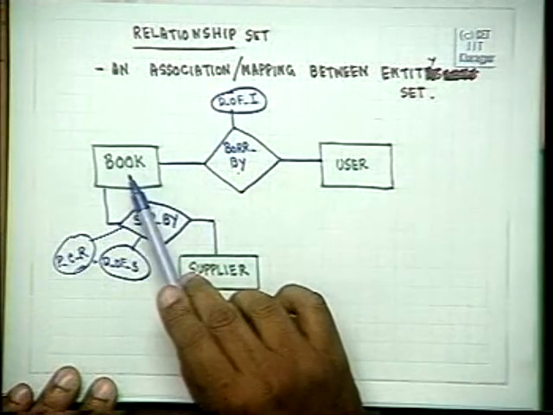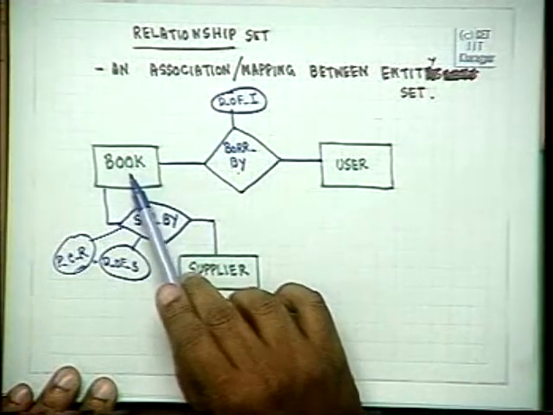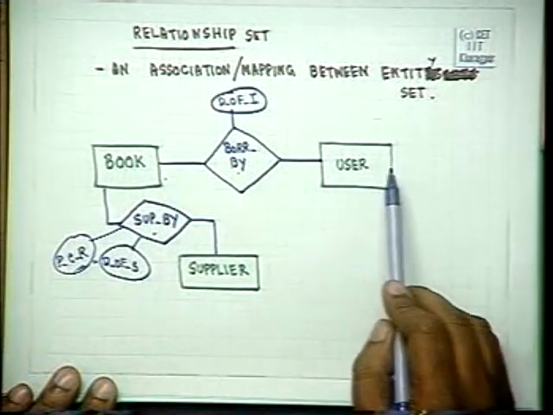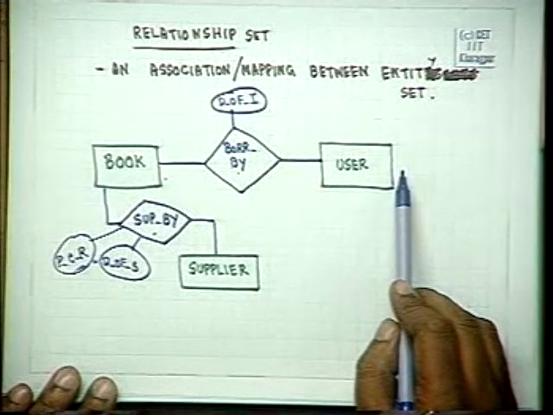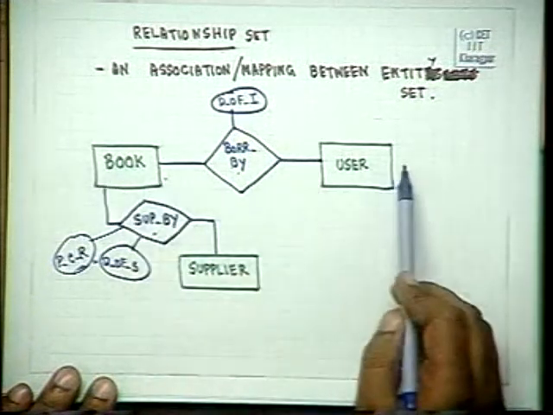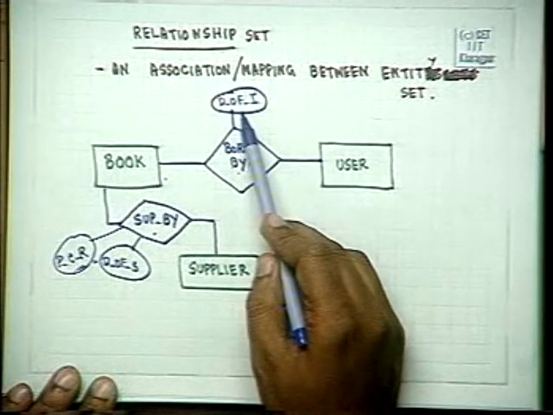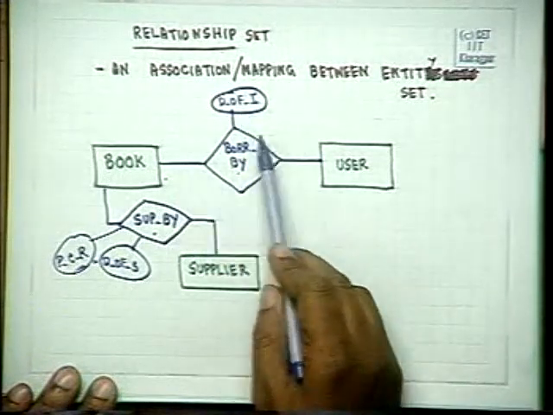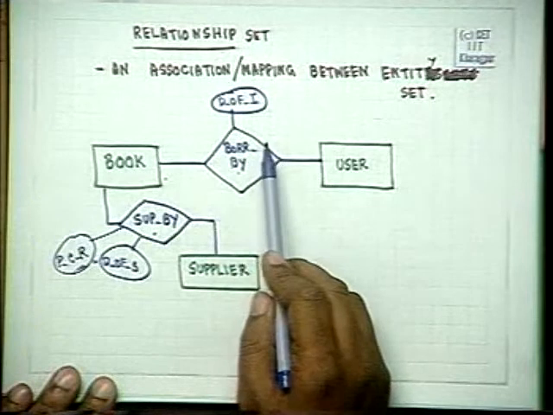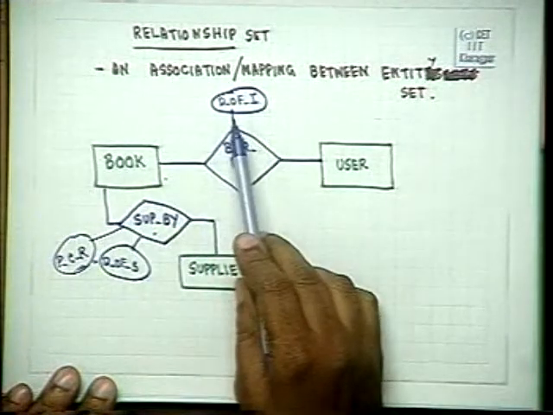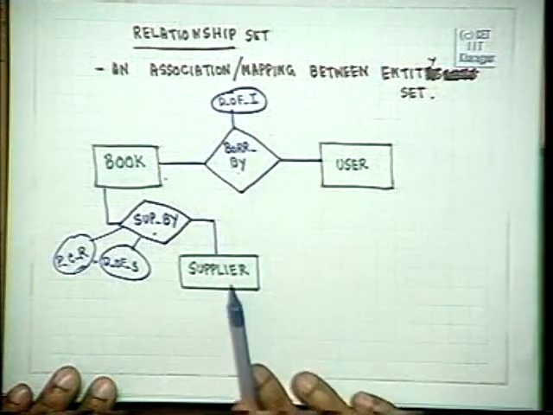Now, how to identify a book? To identify a book, you have to give all the attributes of the book. A user is defined by all the attributes of the user, and this is defined by the attributes of the book and who has issued the book, as well as the date of issue. So the attributes of a relationship are the attributes of the participating entities and the attribute itself.